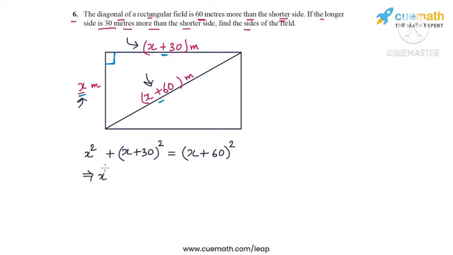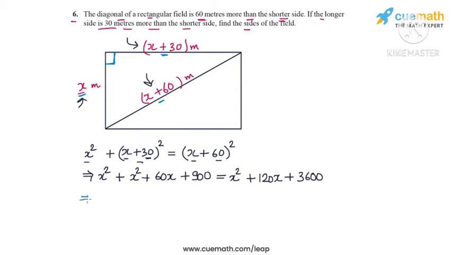So we get x square from this first term, and then let's expand this binomial square. So we get x square plus 2ab, or 2 times x times 30, so that's 60x, and then 30 square is 900. So this is what we get on the left side, and then on the right side we will get x square plus 2ab, so 2 times x times 60, so that's 120x, plus 60 square, which is 3600.